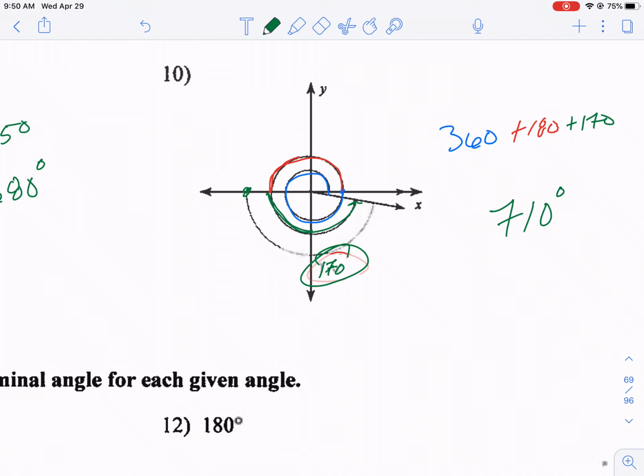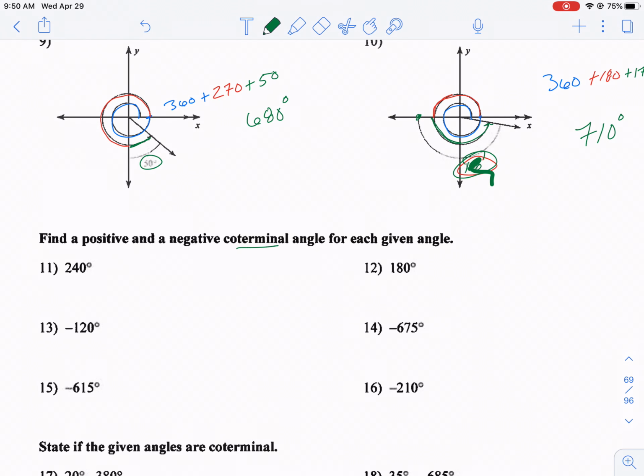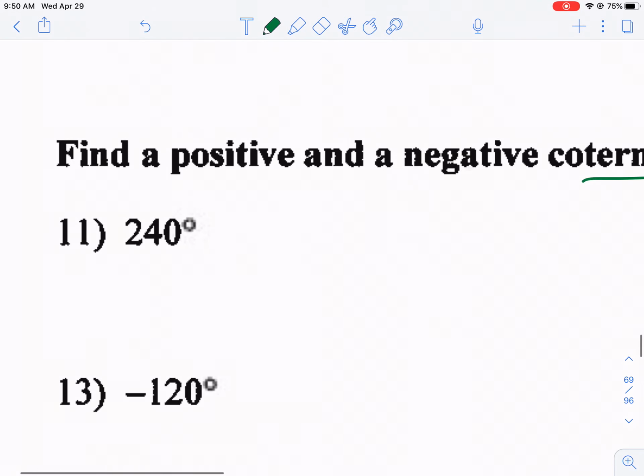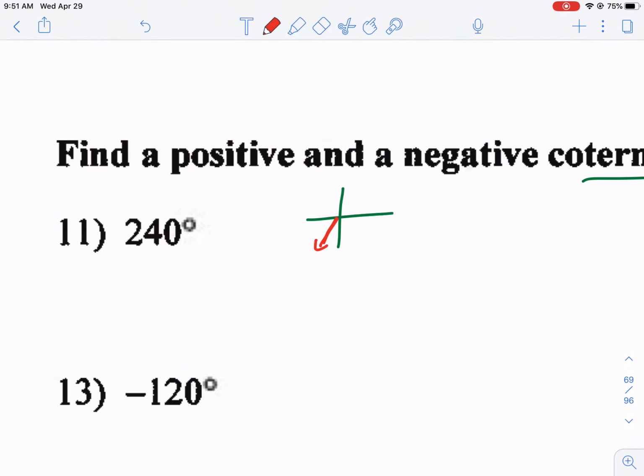This is 710. Okay, so I told you we'd talk about coterminal. Find a positive and negative coterminal angle for each given. They are an angle that, if I graph them, would be in the same spot. So if I graphed 240 degrees, it would be, wow, that's terrible. Let's try that again. It would be over here. It would be 30 degrees shy of 270 or 60 degrees beyond 180.